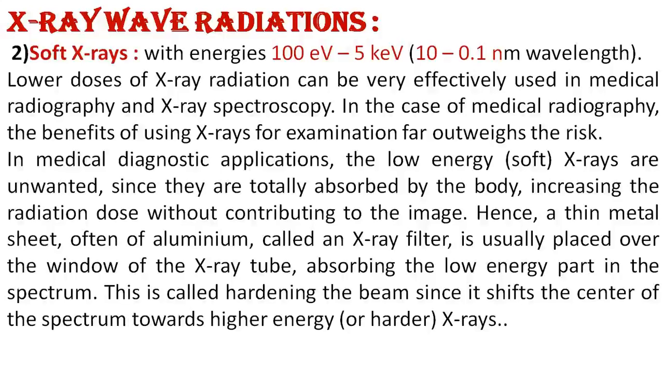Hence, a thin metal sheet, often of aluminum, called an X-ray filter, is usually placed over the window of the X-ray tube, absorbing the low energy part of the spectrum. This is called hardening the beam, since it shifts the center of the spectrum towards higher energy or harder X-rays.